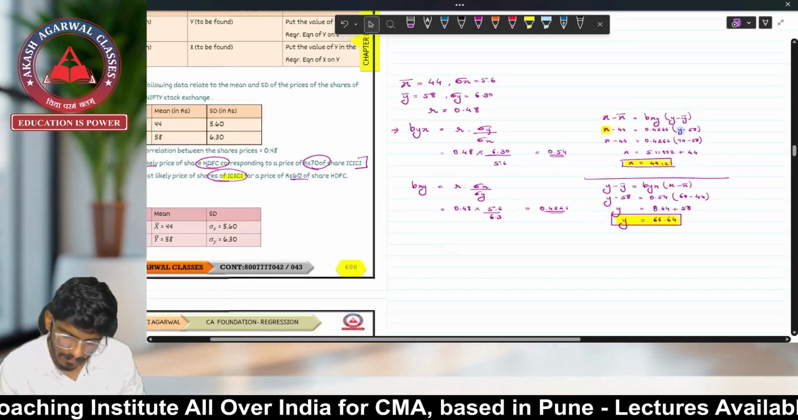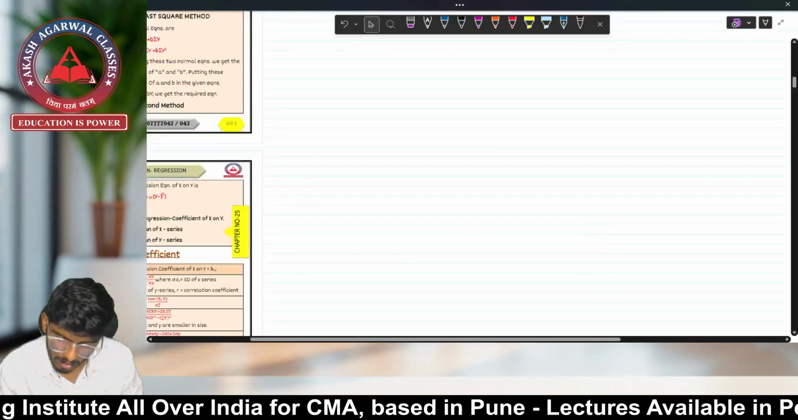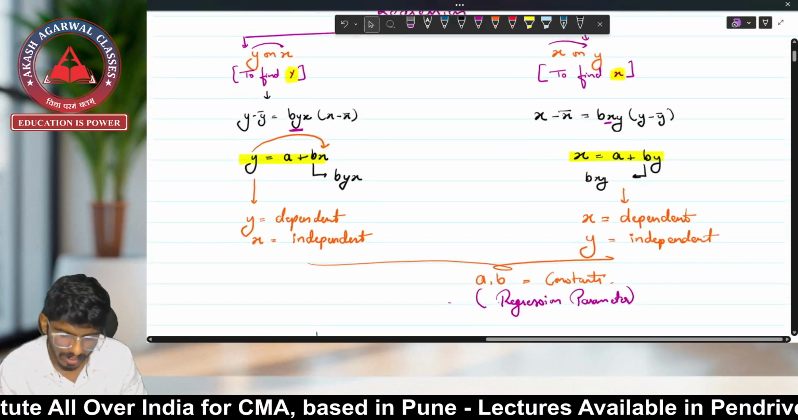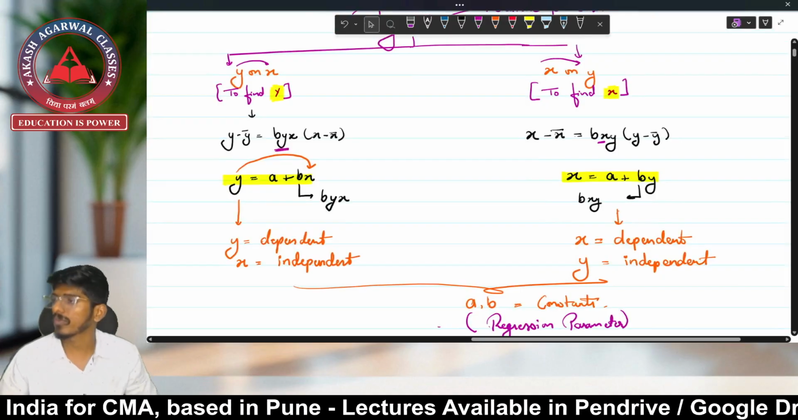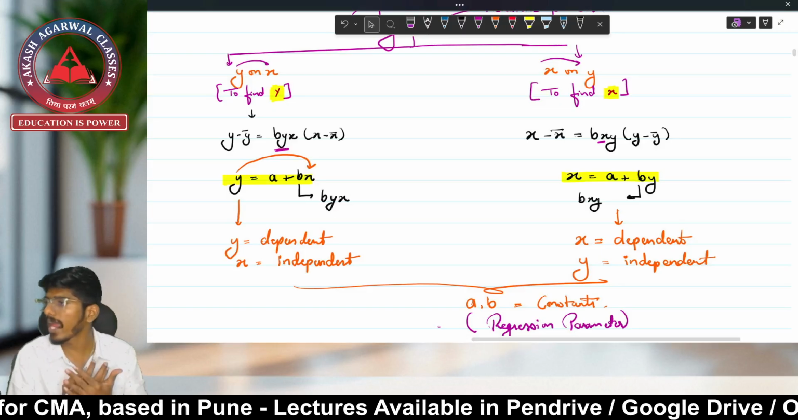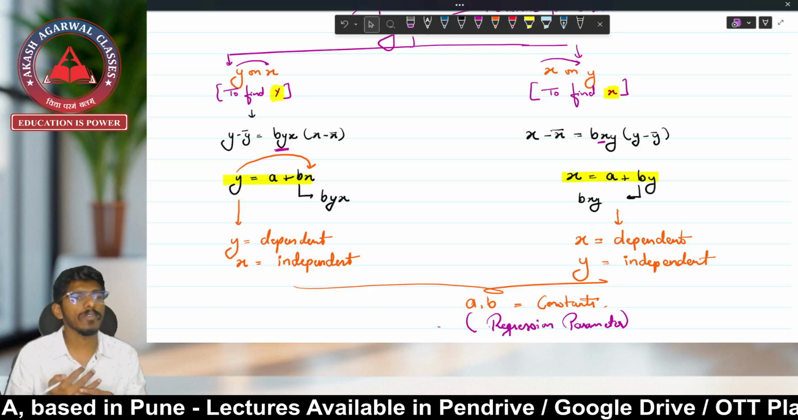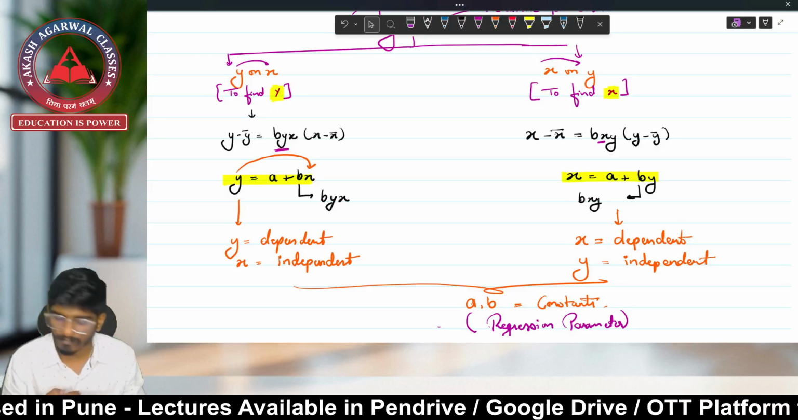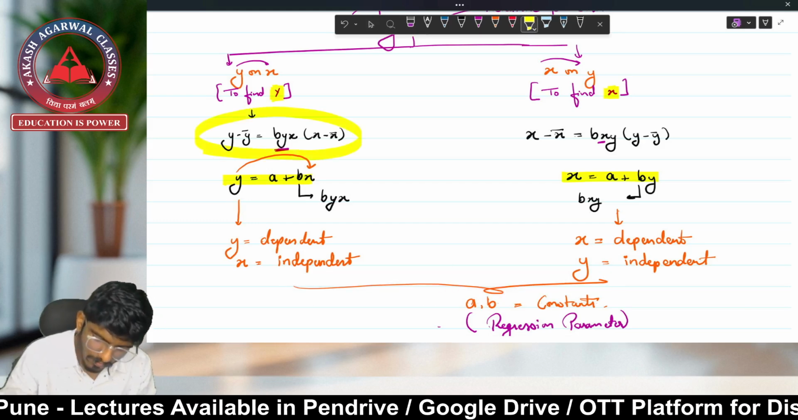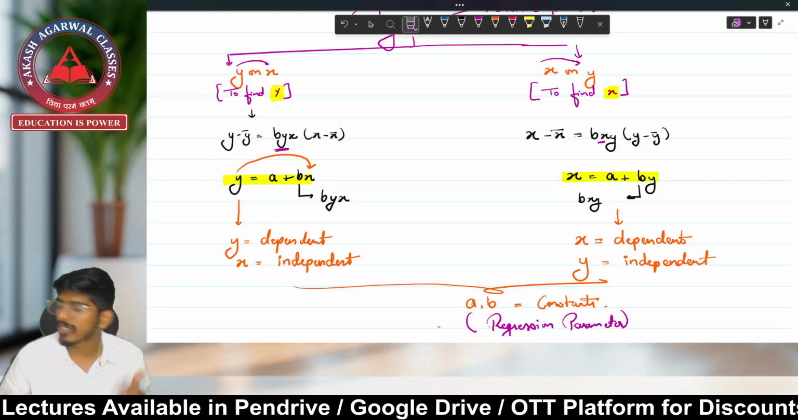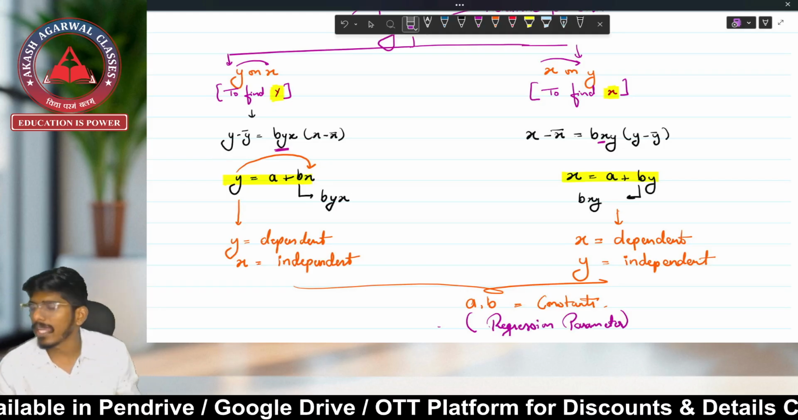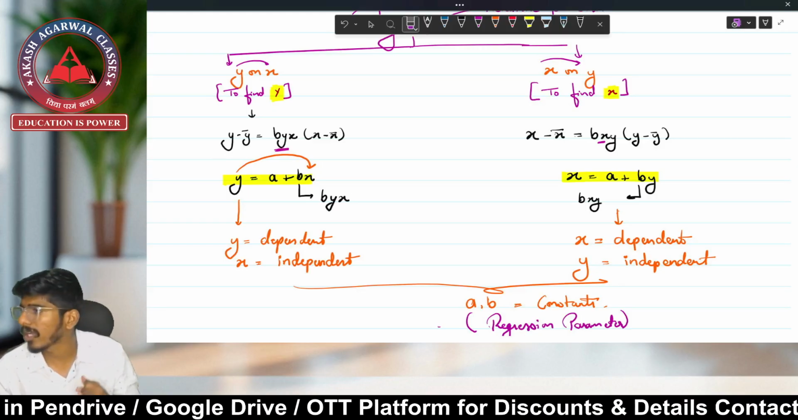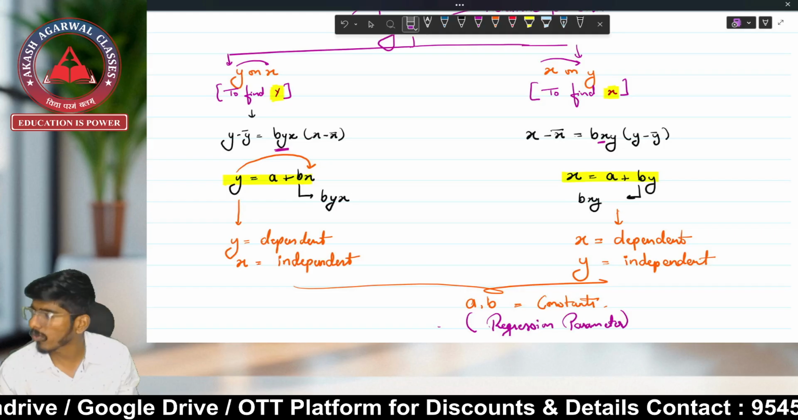So yeah, we have seen many things in correlation in this lecture. We have seen regression. There are two types of equation. One is Y on X; we are going to use Y on X to find Y. There is X on Y; we are going to use X on Y to find X. So this is the standard form of your regression equation: Y minus Y bar equals byx into X minus X bar, and the other is X minus X bar equals bxy into Y minus Y bar.